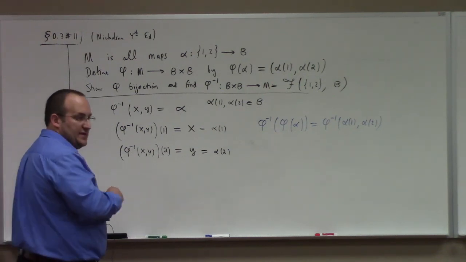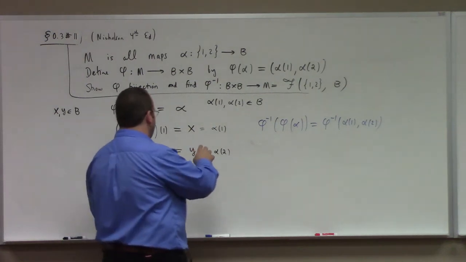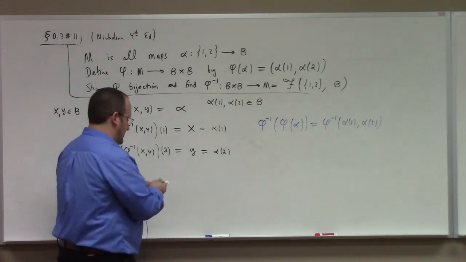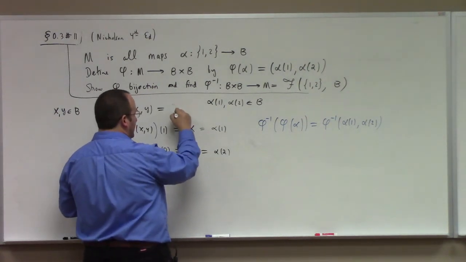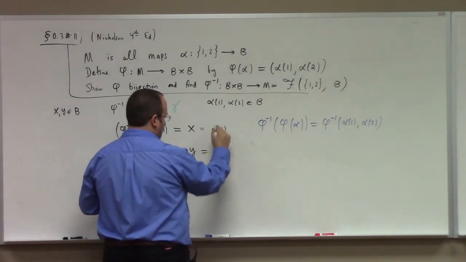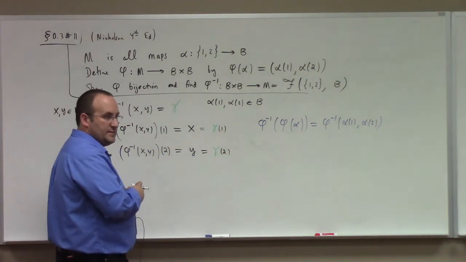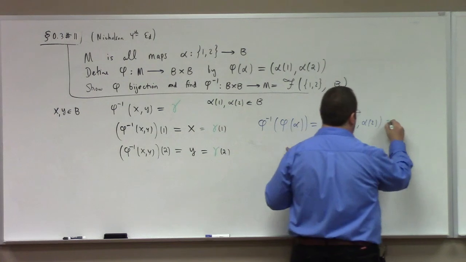Let's see here. Using alpha here and there is unfortunate. Let's call this gamma just for a second. All right, so this is gamma.